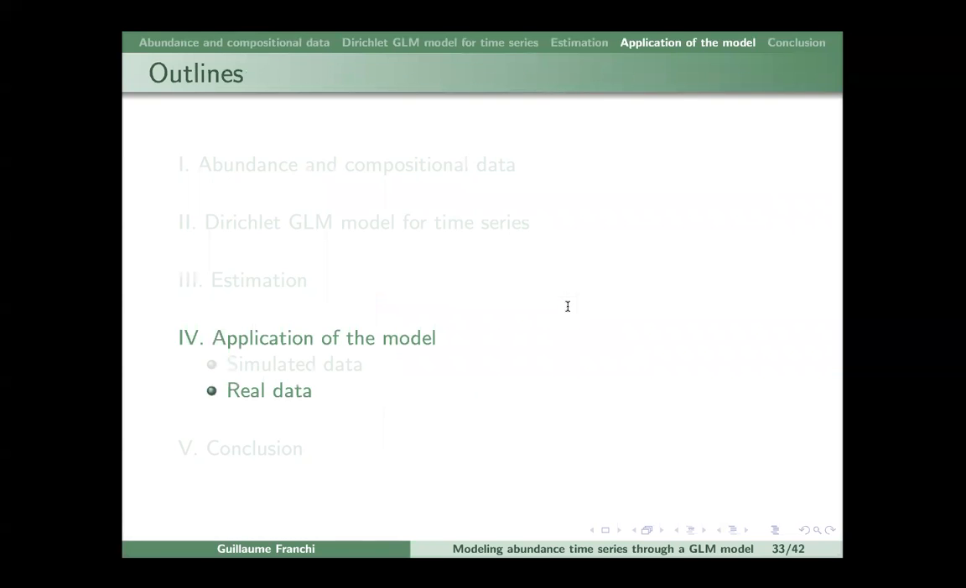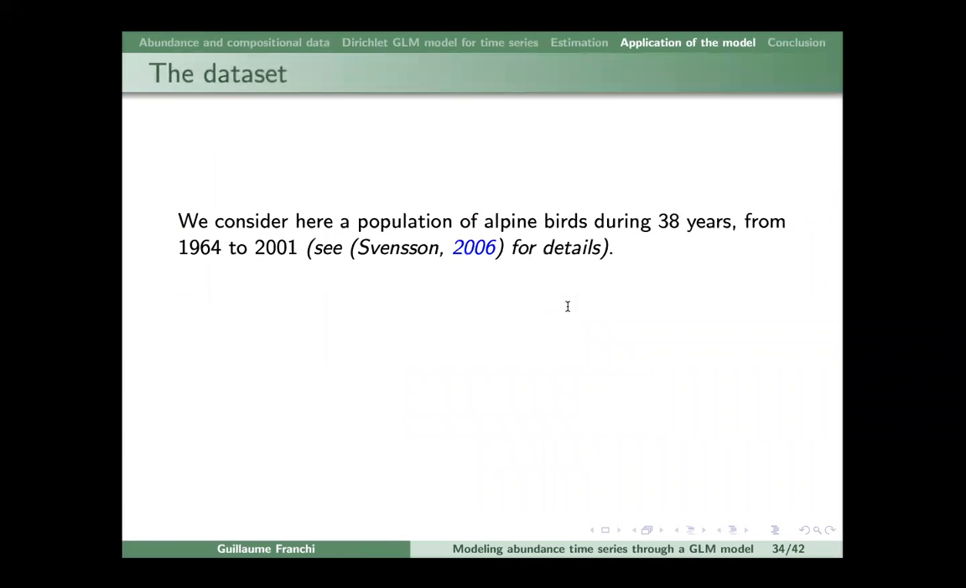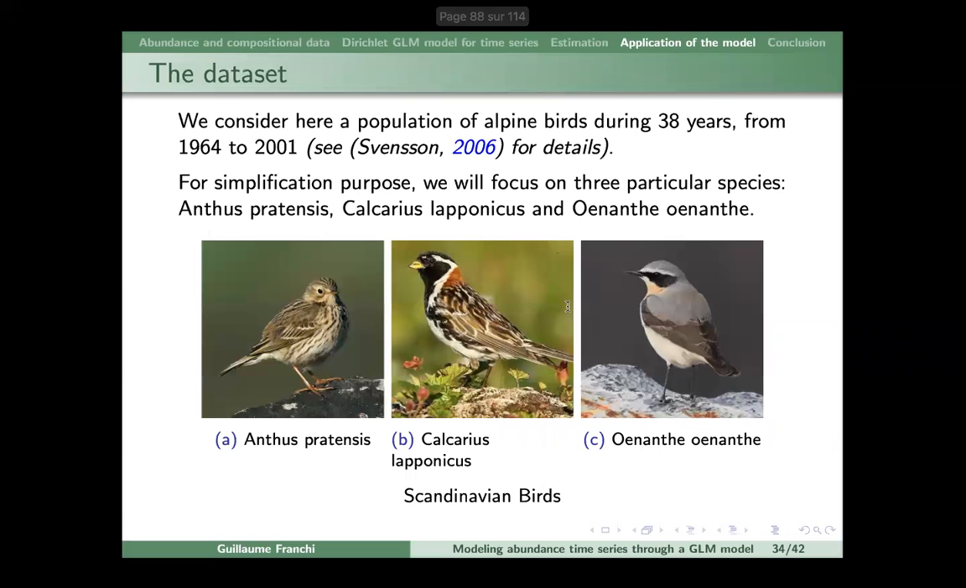If we just want to see what it gives on a real data set, I took a population of birds over 38 years, from 1964 to 2001, and just focused on these 3 species. I'm not really a specialist in birds, but I see that they do not look alike, so I think that there is no classification error when the scientists observe them.